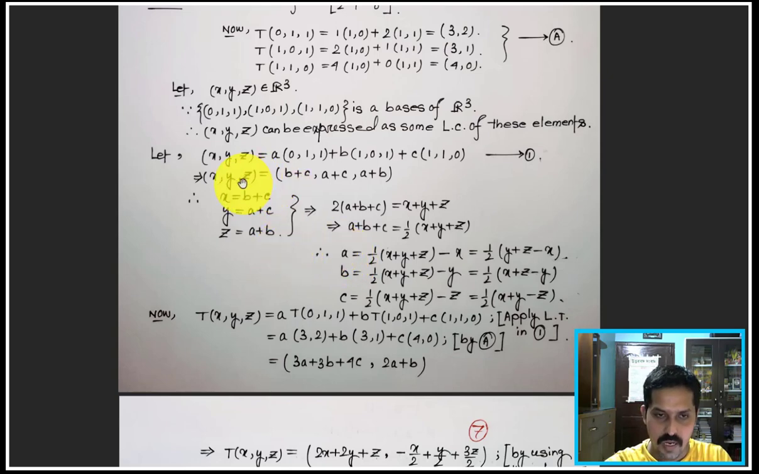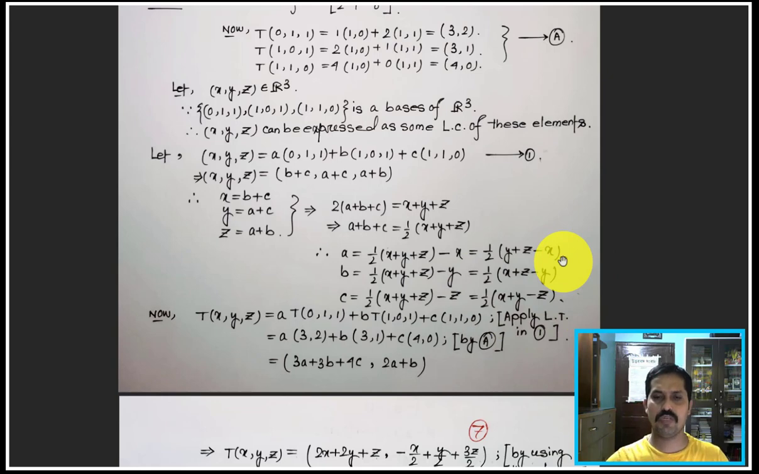Now I add all the three equations this way: 2(a plus b plus c) equals x plus y plus z. So a plus b plus c is half of (x plus y plus z). Now do subtraction one by one. (a plus b plus c) minus (b plus c) will be half of (y plus z minus x). Next, (a plus b plus c) minus (a plus c), the result is this. Then (a plus b plus c) minus (a plus b), the result is this. So the value of a is half of (y plus z minus x), b is half of (x plus z minus y), c is half of (x plus y minus z).